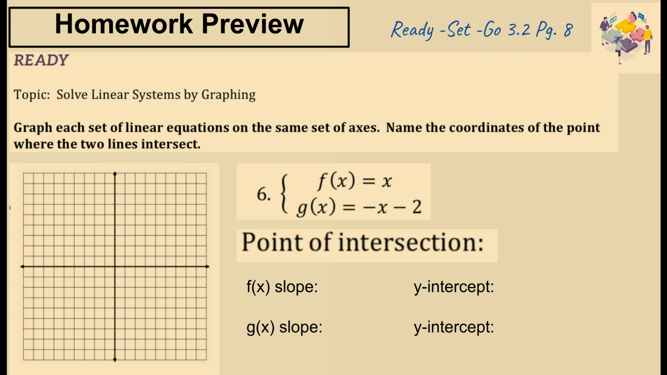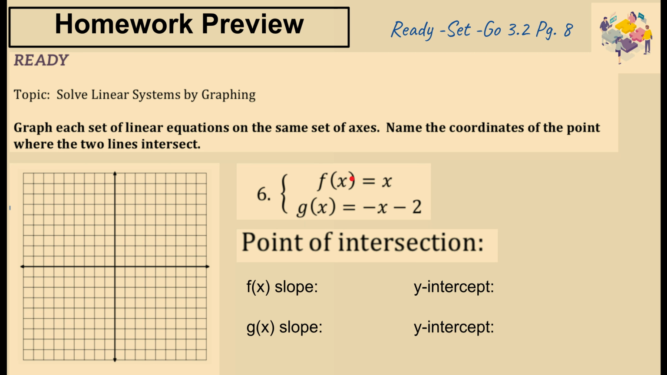So if we first start, it's asking you to graph each set of linear equations on the same set of axes, which means you have f of x equals x right here, okay? And g of x equals negative x minus 2. Now, if you notice, they're both in slope-intercept form. Remember, slope-intercept form is y equals mx plus b.